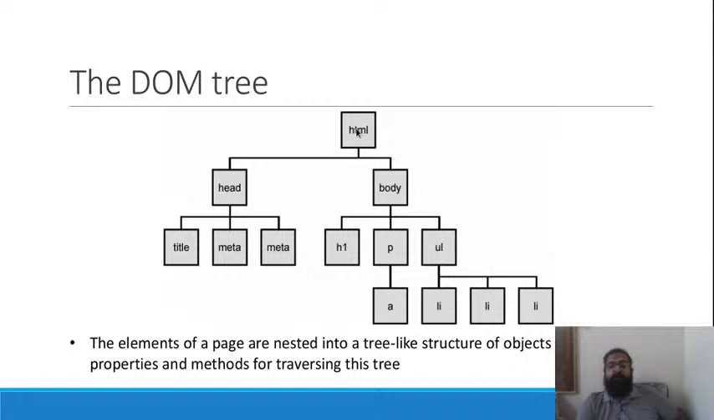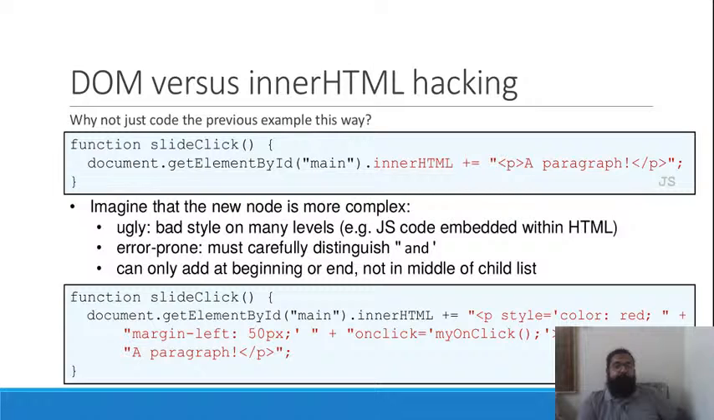You have the HTML, then you have the head and the body, which are like siblings, then you have the title and meta tags inside the head. So inside the HTML you have head and body, then h1, p, ul, those are the contents present in the body. Okay, so the elements of a page are nested into a tree-like structure of objects. The DOM has properties and methods for traversing this tree. So you will be able to start from HTML, go to body, to p, a, ul, li. You will be able to access all these elements using the DOM tree. Okay.